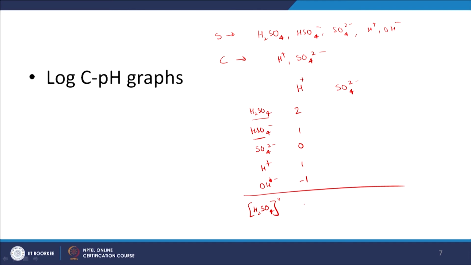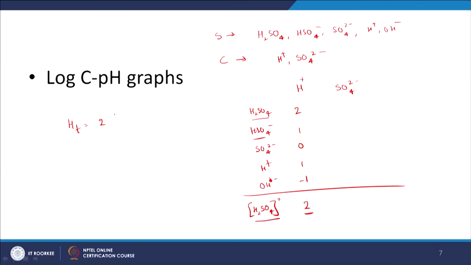The key here is that H total is going to be twice the concentration of H2SO4. That is the reason we just looked at this component balance. So H total is going to be 2 times the initial concentration of H2SO4. But what about SO4? It is only going to be 1 because, for example, for H2SO4 let me write down the formation equation: I need 2 H plus and 1 SO4 2 minus, right? That is where we are getting it from. So SO4 total is going to be 1 times H2SO4 initial. This is the key here.